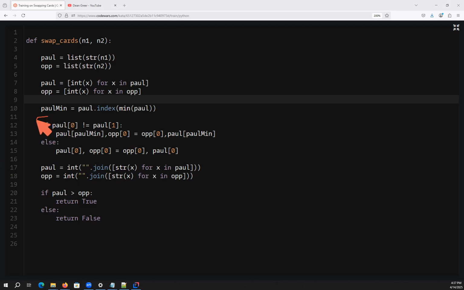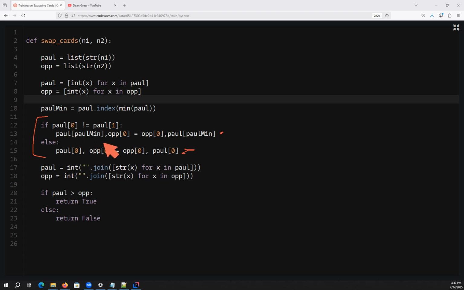Now here we do the swapping. And it's based on a conditional. If I compare Paul's first digit to the second digit, and if they're not the same, meaning if he's got two different numbers, then I do this kind of swap. If they are the same, I do a different swap. So let's look at the first swap. The first swap is going to swap Paul's minimum value with the opponent's tens digit.